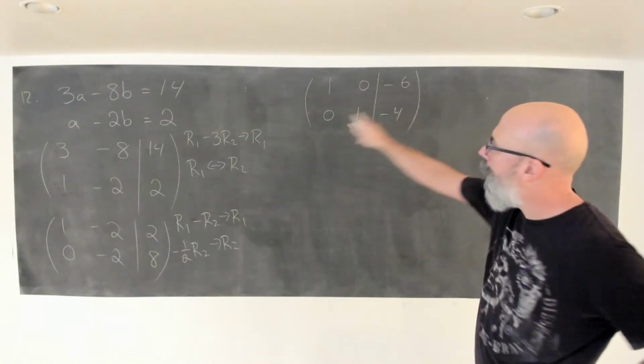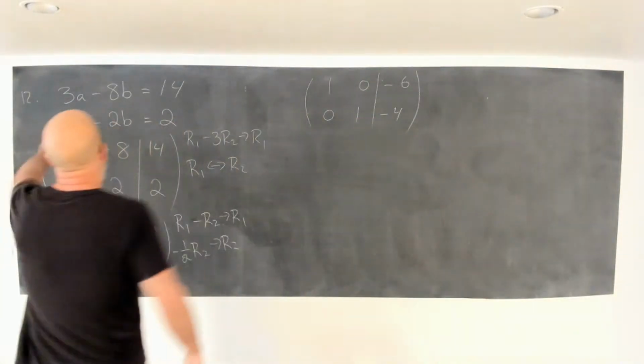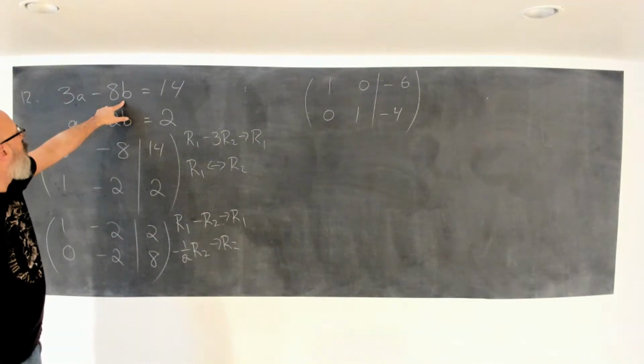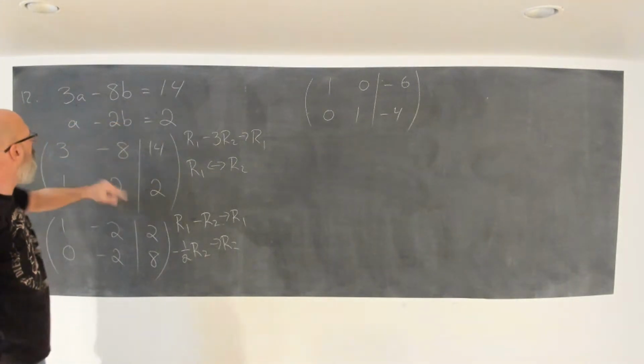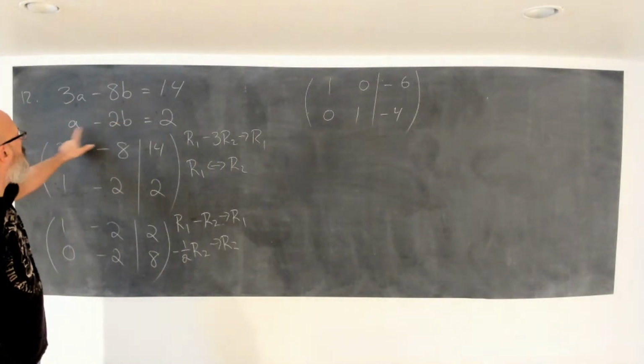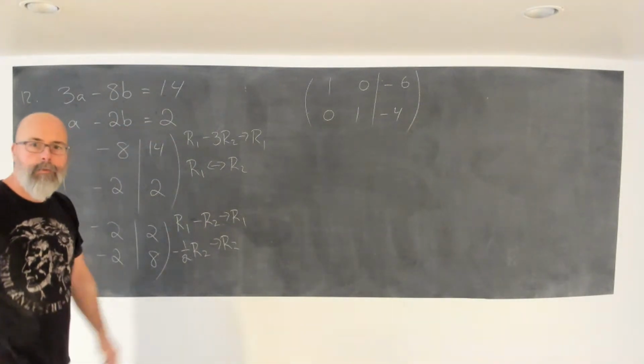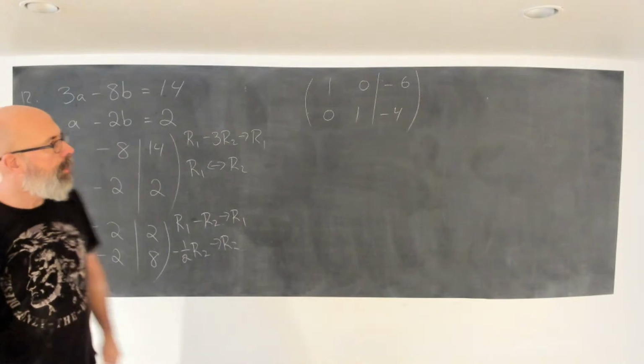Excellent. Now let's check. Is this correct? Minus 18 plus 32 is 14. Minus 6 plus 8 is 2. Very nice. Very nice indeed.